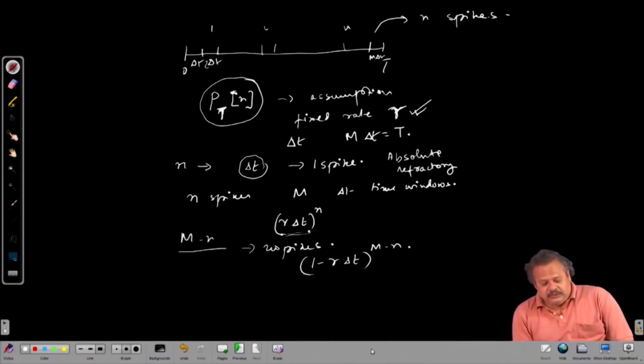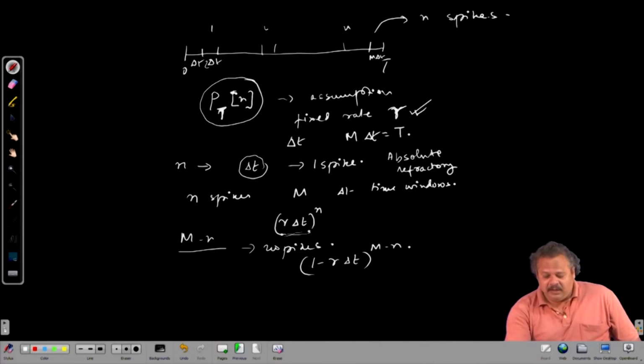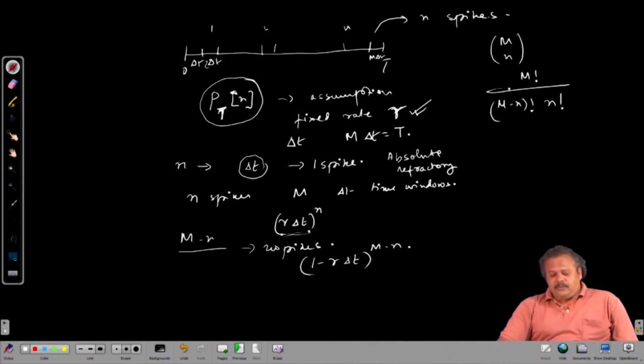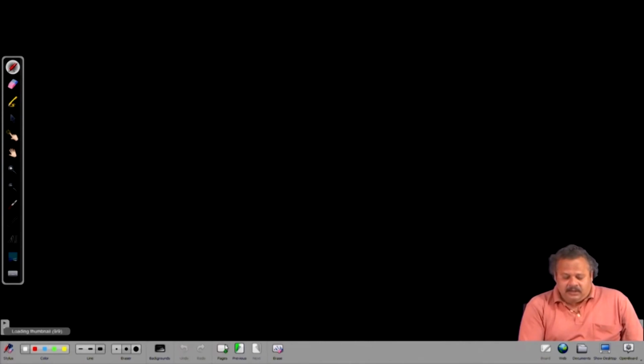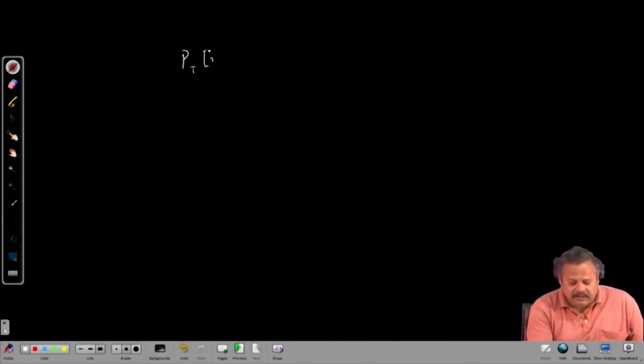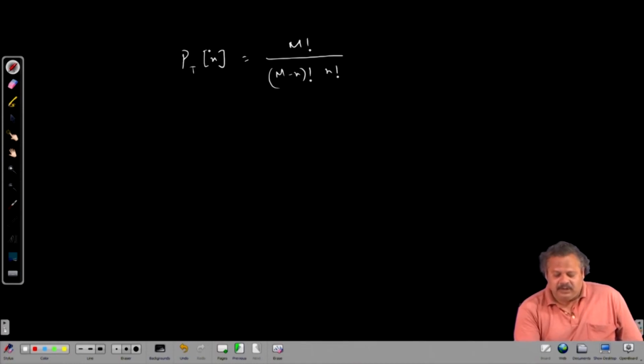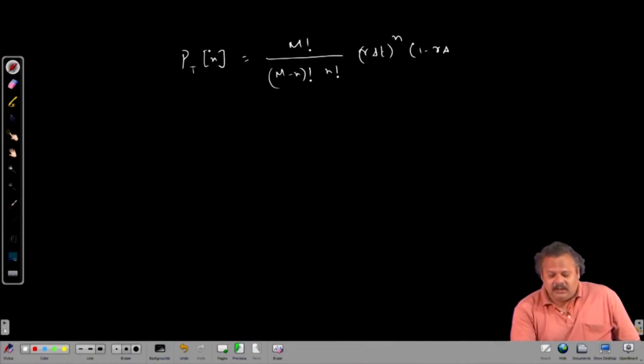And the way we can choose those n spikes or n bins is simply m choose n, which is nothing but m factorial divided by m minus n factorial times n factorial. So, we can write our P_T(n) as simply m factorial divided by m minus n factorial n factorial, times r delta t to the power n, times 1 minus r delta t to the power m minus n.